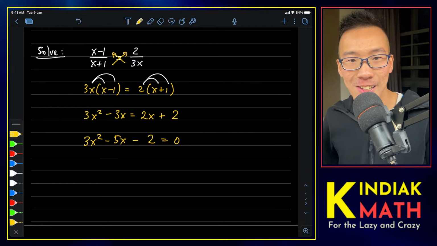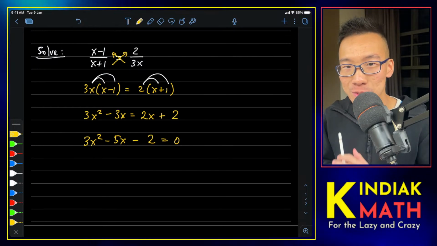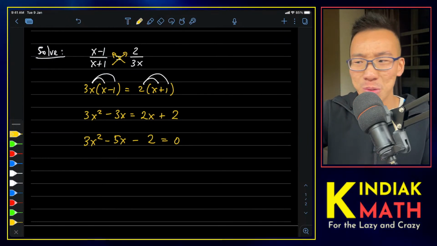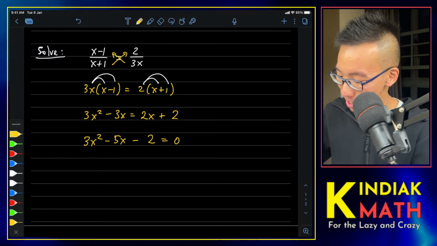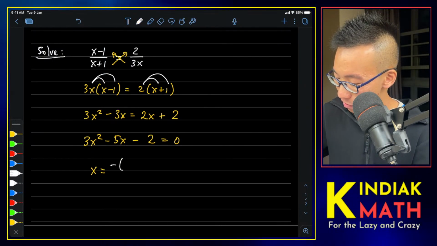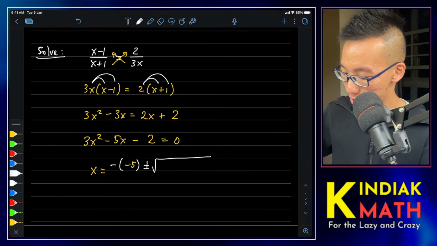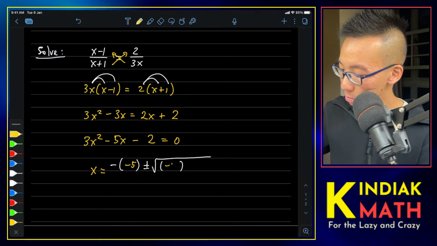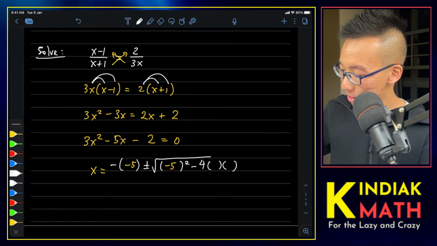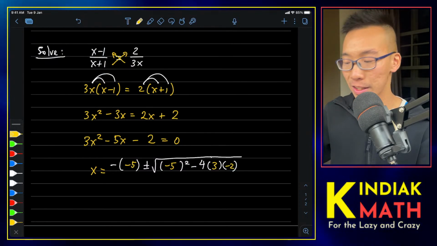This equation looks a lot like a quadratic equation. Of course, if you have a calculator to solve this equation, go ahead. I don't have a calculator. Well, I kind of do, but for the benefit of those without a calculator, we're going to use the quadratic formula. That would be negative b plus or minus the square root of b squared minus 4ac. In this context, a is 3, c is negative 2.